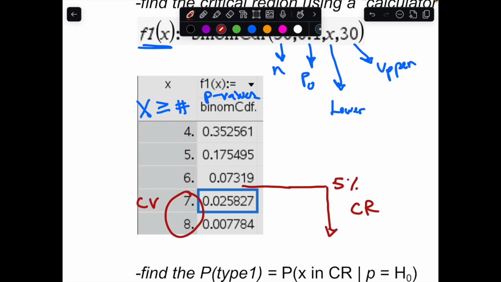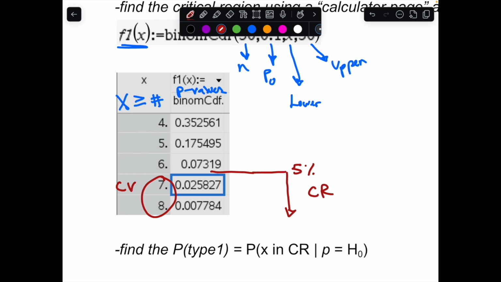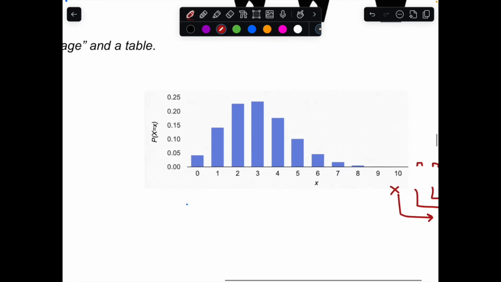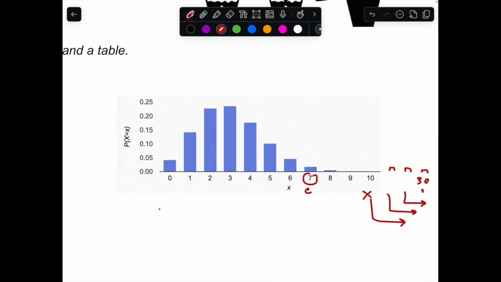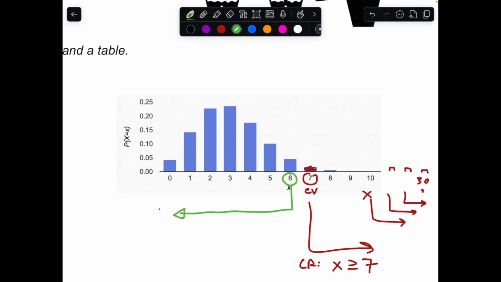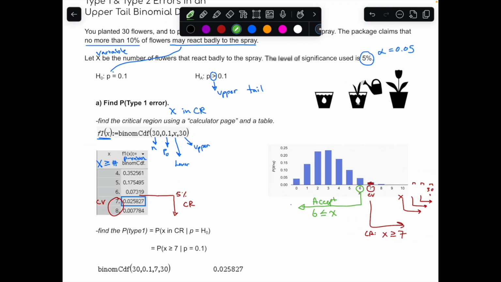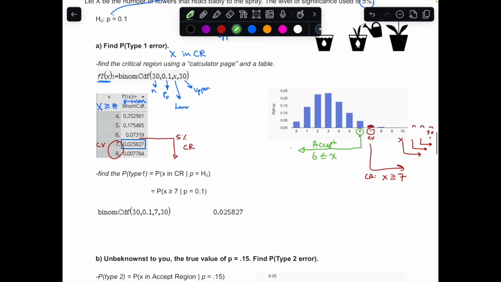So 7 is your critical value, and 7 or bigger is your critical region. So I'm going to mark that here. 7 is the critical value, and then the critical region is X greater than or equal to 7 flowers reacting badly. And that means later that your acceptance region is going to be 6 or fewer flowers reacting badly, and that's your acceptance region. We'll use that for part B.